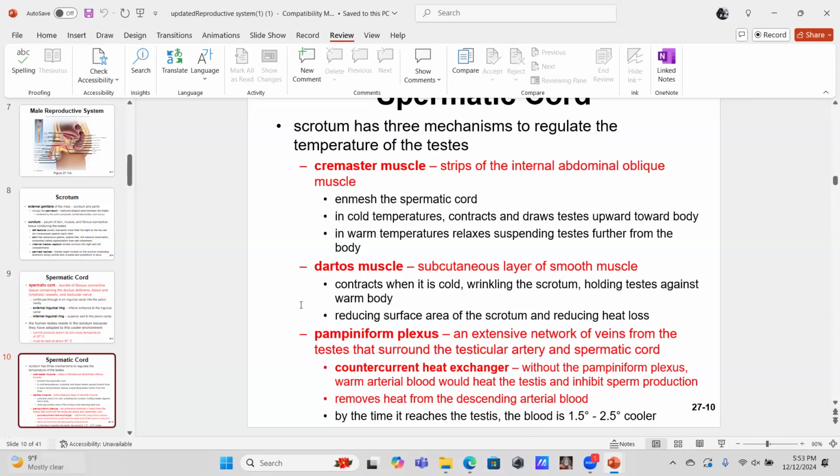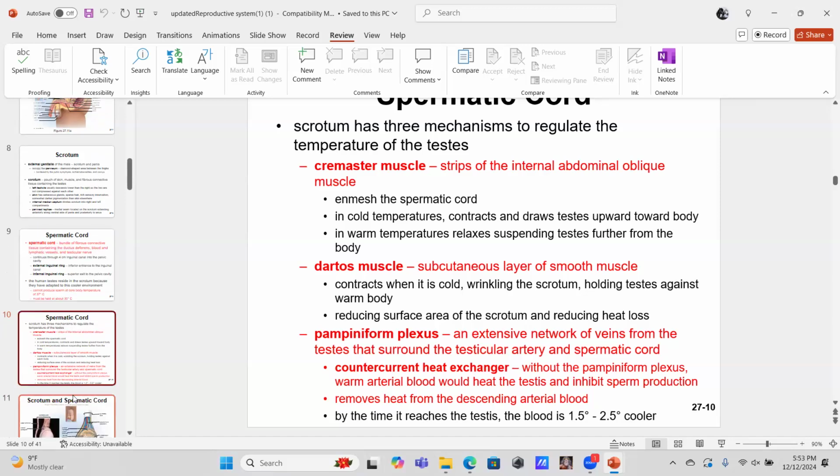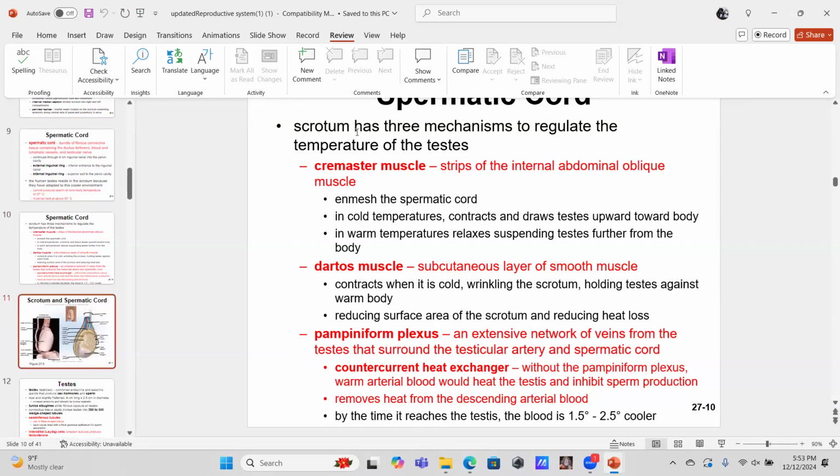Even the blood that is coming in needs to be coming in and out through a series of these pampiniform plexus so that we can cool the blood that is reaching the testes. Cool it about 2 degrees by way of this pampiniform plexus countercurrent heat exchanger. Right, it's kind of cool.